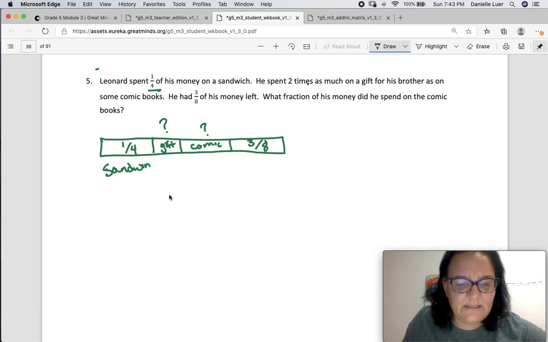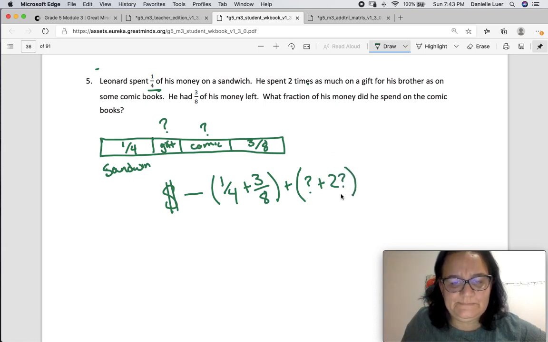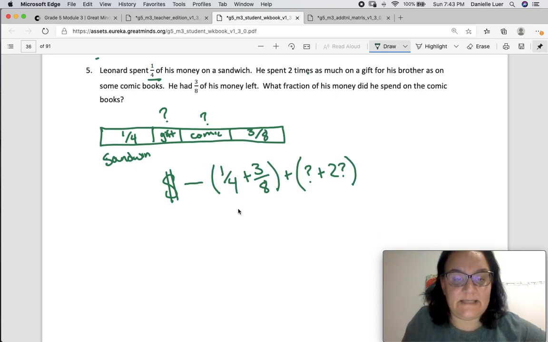So here's his money. And he had a certain amount of money, and then he subtracted 1/4 of it. And then there was also 3/8 of it left. And then whatever else was this number plus 2 times that number. So, tricky. What fraction of his money did he spend on the comic books? If this one's on the test, I'm sorry.